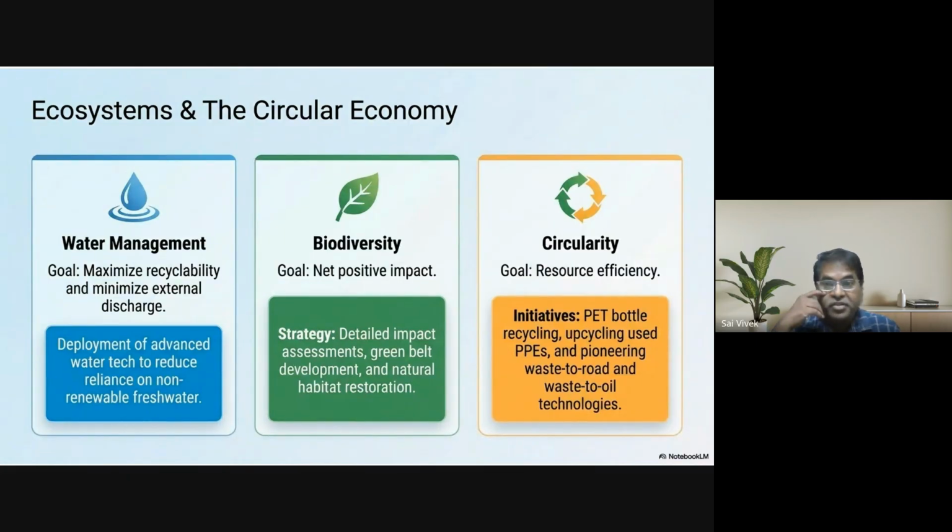Circularity, resource efficiency. So what initiatives have been taken? PET bottles recycling, waste to road, where waste materials are utilized in roads and pavements, and waste to oil technologies are being adopted. So this way circularity is achieved, cradle to cradle.